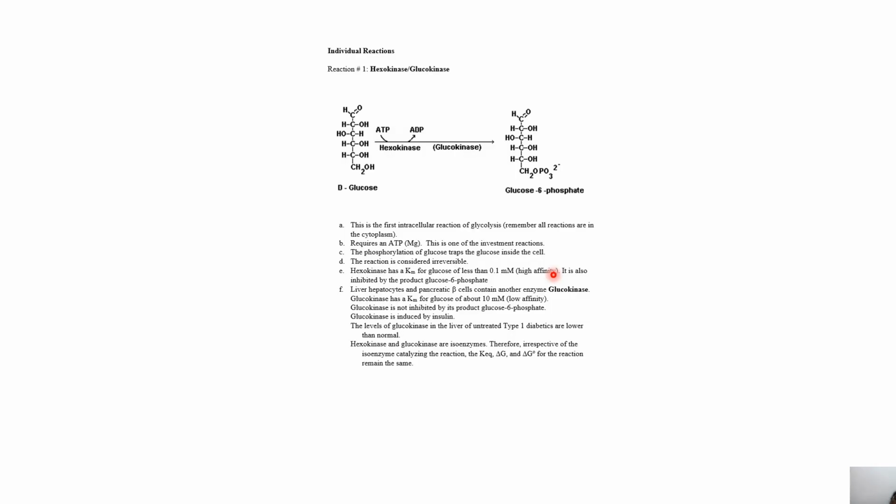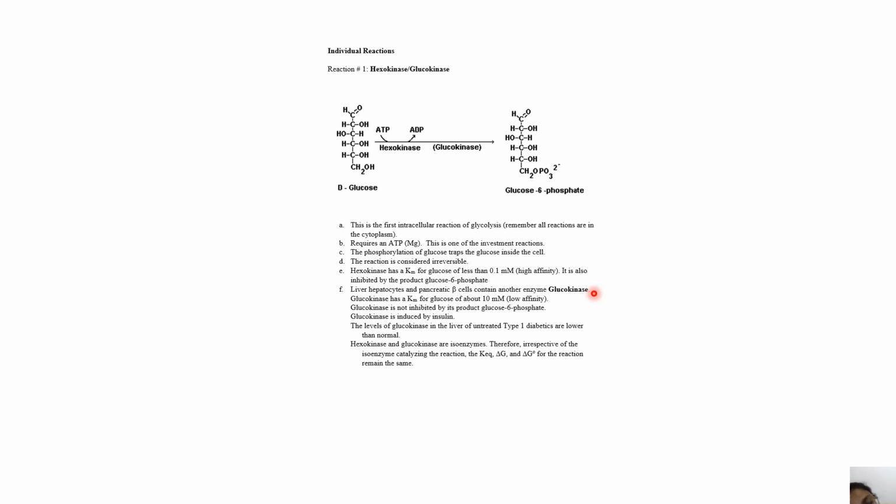This is the entire glycolysis schematic. We have talked about the individual reactions; we will not go through the reactions as such, but rather the facts about the reactions. This is the first intracellular reaction of glycolysis. All these reactions happen in the cytoplasm. It requires ATP, with magnesium as a cofactor, and this is one of the investment reactions. The phosphorylation of glucose traps the glucose inside the cell, and the reaction is considered irreversible.